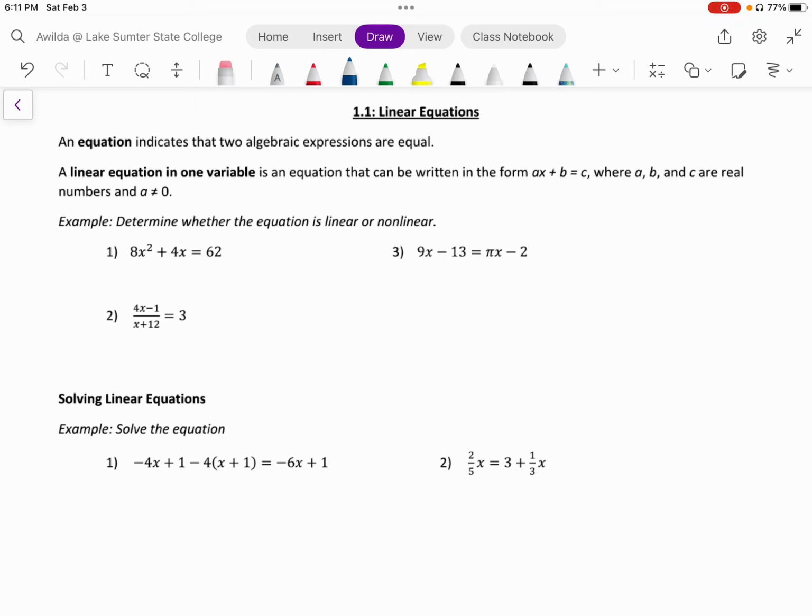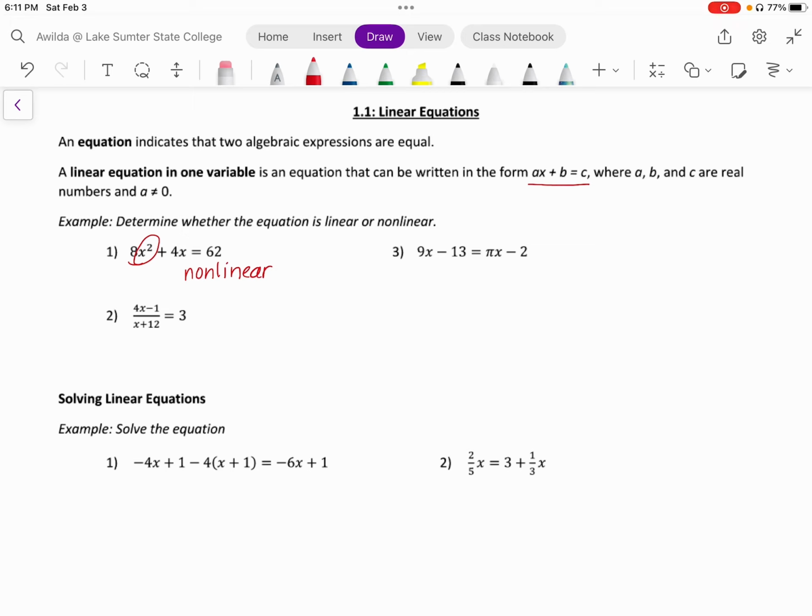Let's determine whether the following three equations can be classified as linear or if they are not linear, which we say is nonlinear. In the first case, we have 8 times x squared plus 4 times x is equal to 62. I do see a problem here. We have the variable x occurring to the second power, which is not something that we can force to be in the form ax plus b equals c, where x only appears to the first power. So we will say that this first equation is a nonlinear equation.